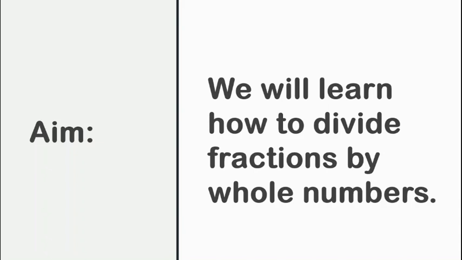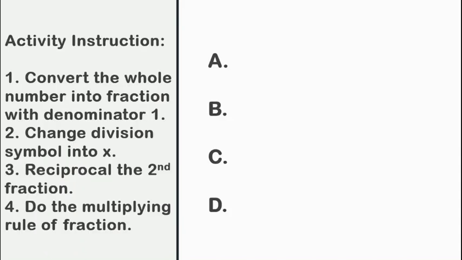Okay, let's have your activity. So this would be your activity instruction. The first thing you need to do is to convert the whole number into a fraction with the denominator 1, always 1. Always 1. The second thing you need to do is to change your division symbol into multiplication, or times. The third thing that you need to do is to take the reciprocal of your second fraction, or change the position of your numerator and denominator. And the fourth will be to do the multiplying rule of fractions.